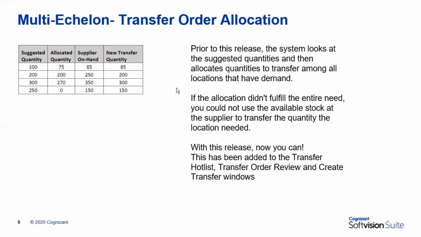So I gave a couple of examples, but the first one, you can see the suggested quantity is 100 units. The system only allocated 75, but I have 85 on hand for my supplier location. So if I choose this option, I can actually have 85 transfer. So I'll override that 75 allocation quantity, and it gets me closer to that 100, which was the original suggested quantity. So we've added this functionality to the transfer hotlist, the transfer order review screen, and the create transfer windows.